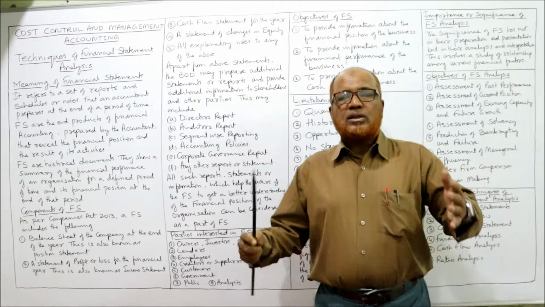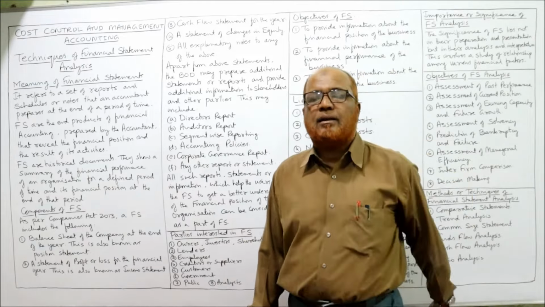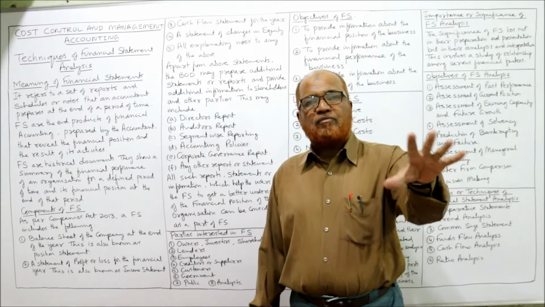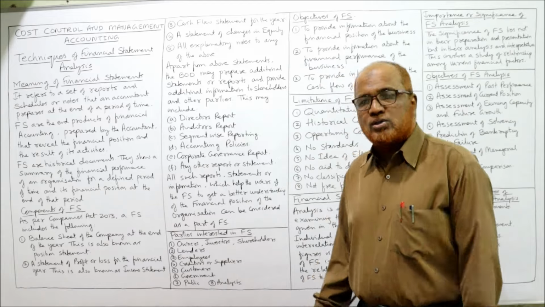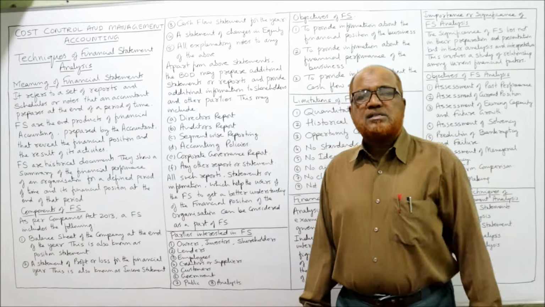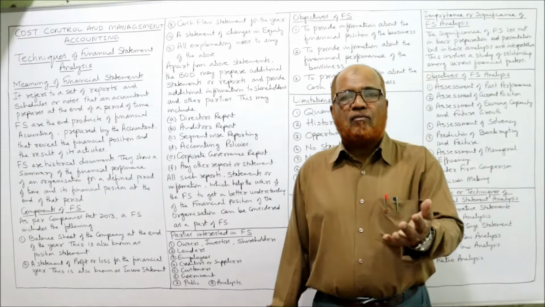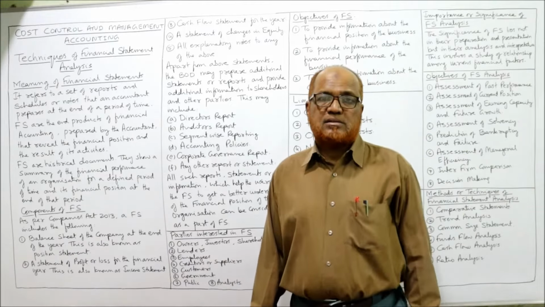The suppliers or the creditors, before supplying the material, want to see the performance of the company. If the company is good, they come forward to supply the goods. Next, customers. The customers are also interested in financial statements because they want quality goods at a reasonable price.